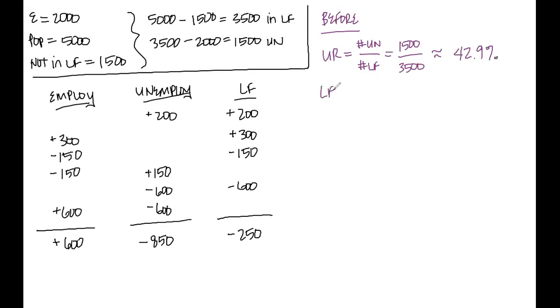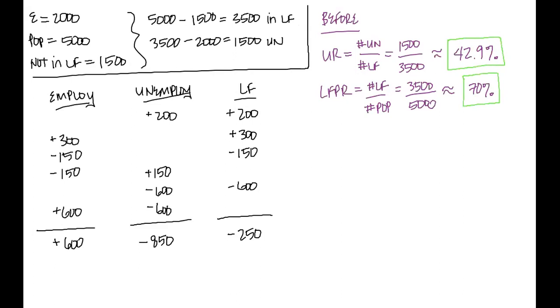And then for the labor force participation rate, we know that's the number of the labor force over the amount in the population. So then plugging in values for that, we can see that's 3,500 over 5,000. So that percentage comes out to be 70. And like I said, this was for before the labor flows. So we still have to calculate the unemployment rate and the labor force participation rate for after.